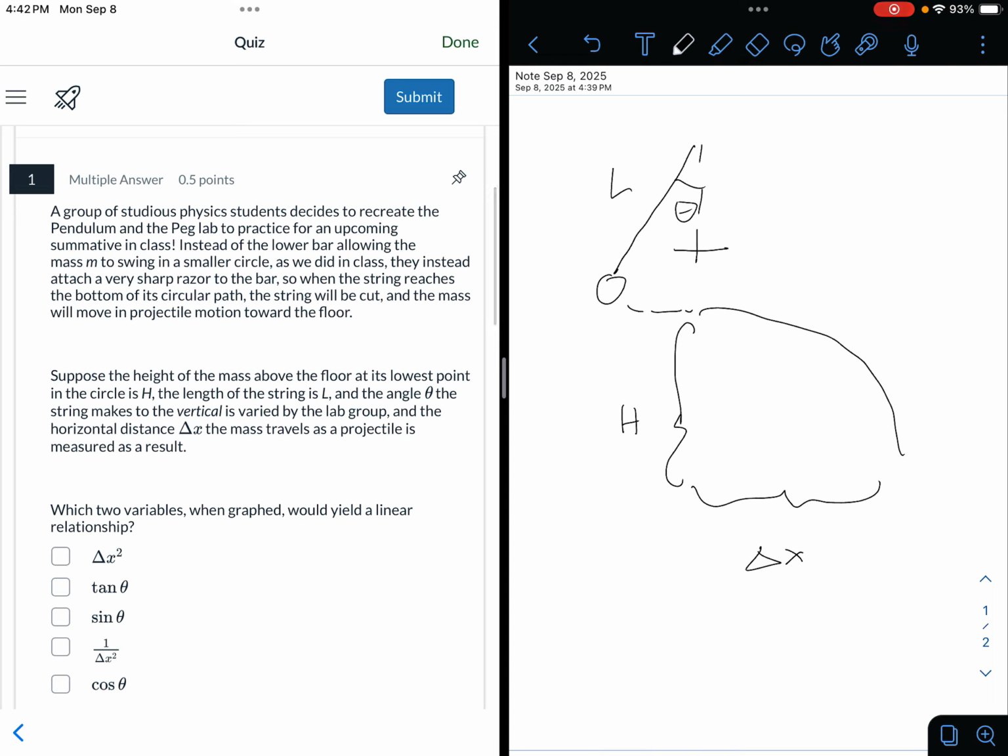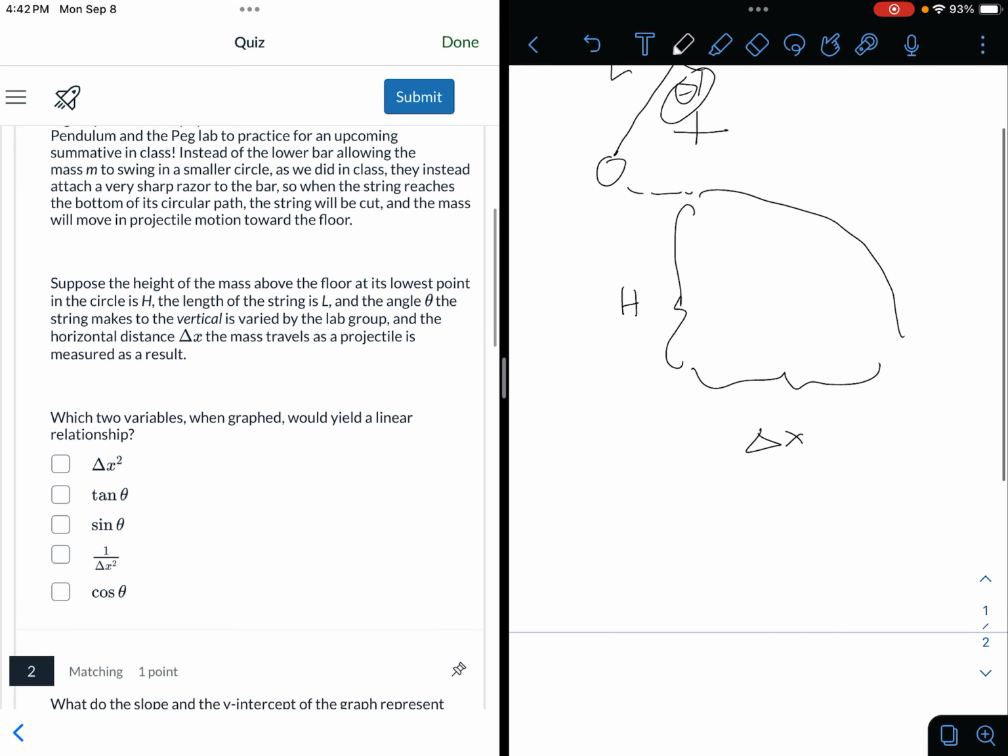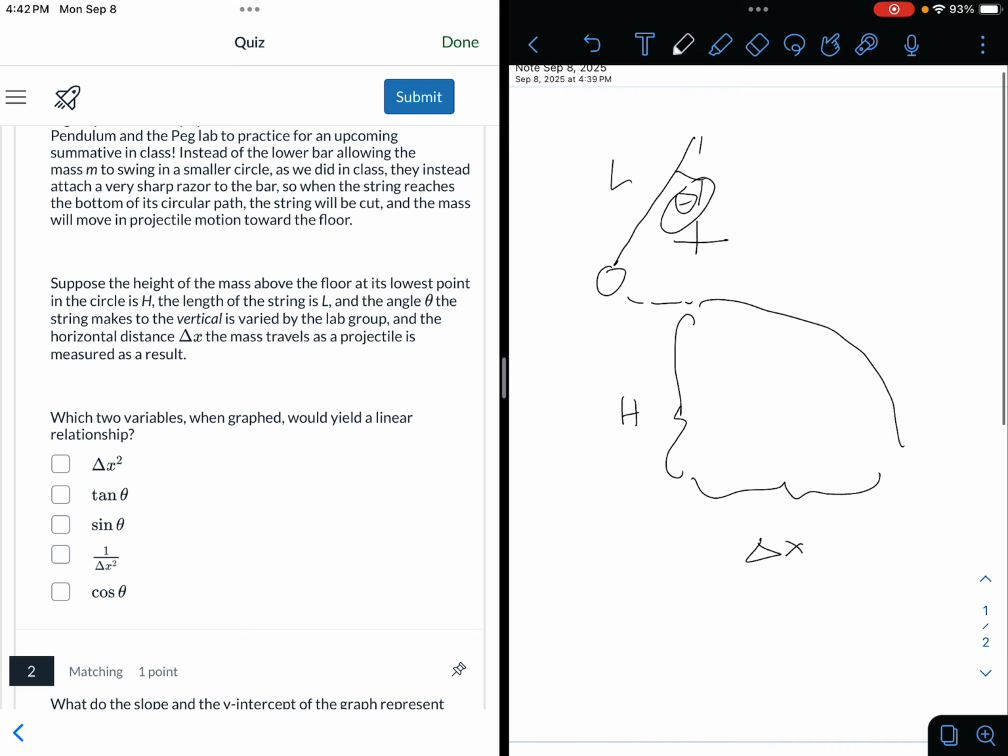My guess is the angle theta is varied. So let's find a relationship between theta and the change in X. We know that the change in X, because it's moving at constant velocity, and the X component of its velocity is not changing, is Vx times time. That's the change in X.